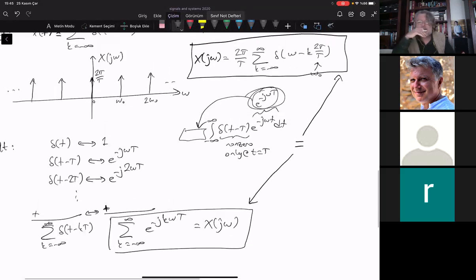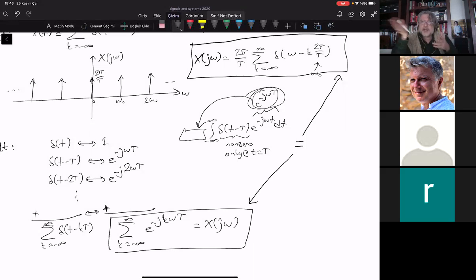Okay, you may say, so what? But they look very different. So that is a little bit disturbing to me, and I want you to be disturbed to have a better understanding and feeling about how amazing these things are. The bottom equation in the box is telling me that X of j omega is a summation of complex exponentials. And complex exponentials are smooth sinusoids.